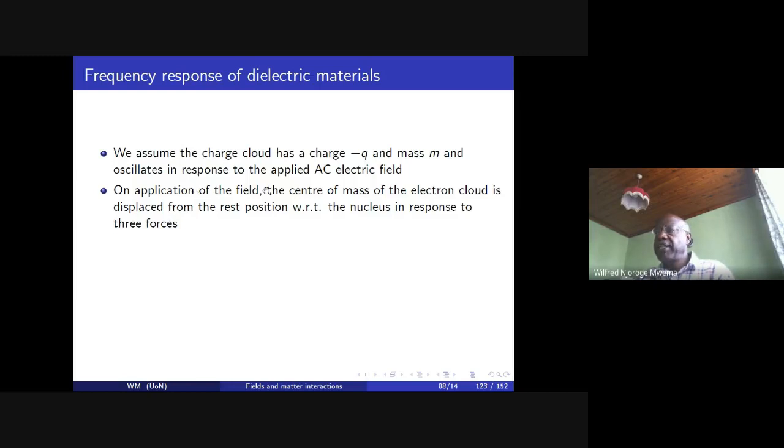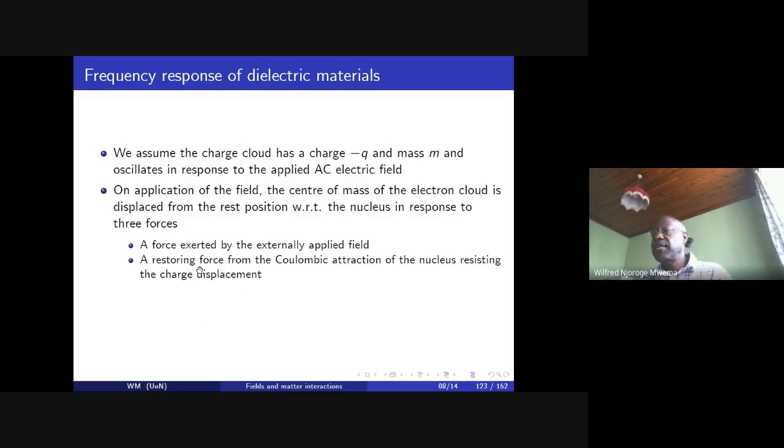When we apply the field, the center of mass of the electron cloud will be displaced from the rest position with respect to the nucleus in response to three forces. One, a force exerted by the externally applied field, which is minus Q multiplied by E, where E is the applied field. Two, there will be an electronic restoring force trying to bring the electron cloud back to its rest position, due to the displacement of the positive and negative charges, which establishes a Coulombic attraction.